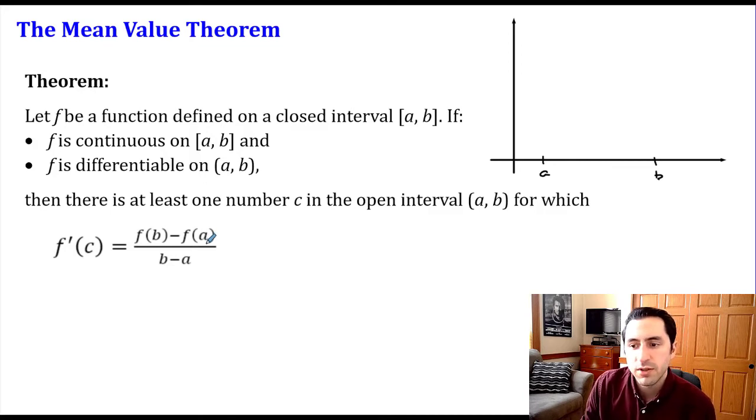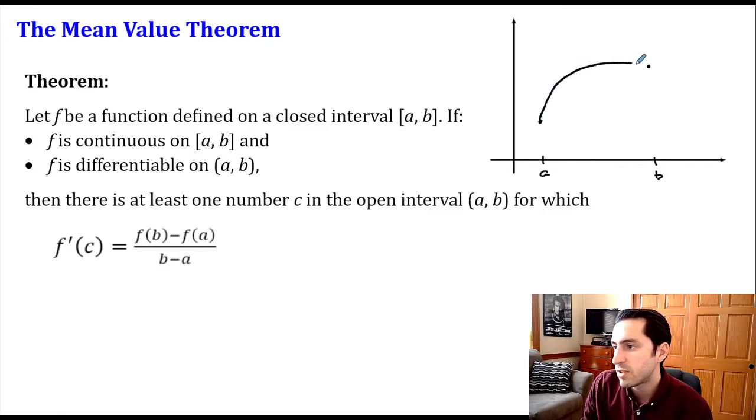Okay, let's put a picture with this to make sense of it even more. So we have our two endpoints. So our function is going to start somewhere at a. It's going to end somewhere over here at b. And we have a smooth curve that connects these two points together. So I'm just going to draw something like this. It may not look like this, but as long as it's continuous and differentiable, this theorem is going to work. So now we know there's going to be at least one number c in this interval for which the derivative at c is equal to the slope of the secant line that connects a and b.